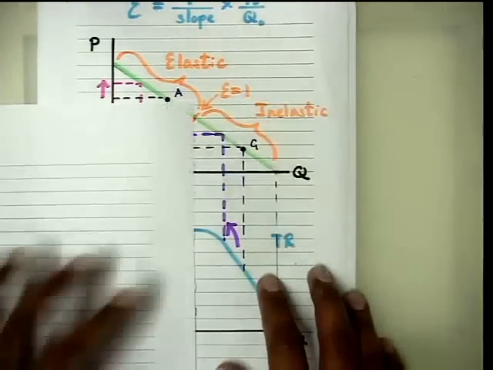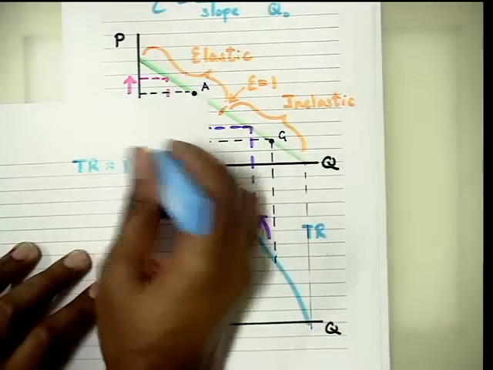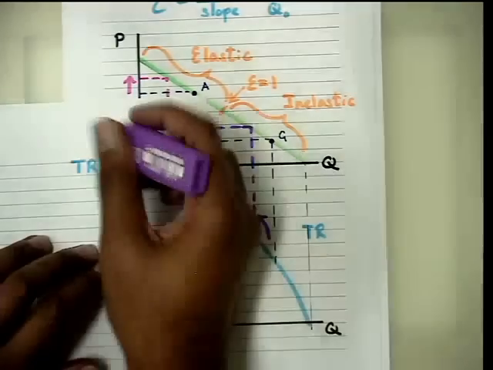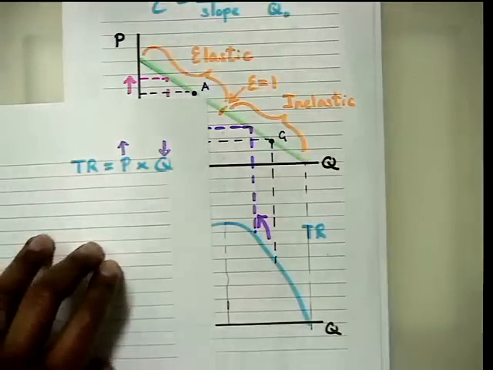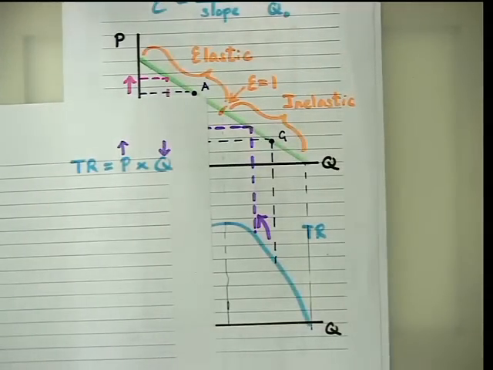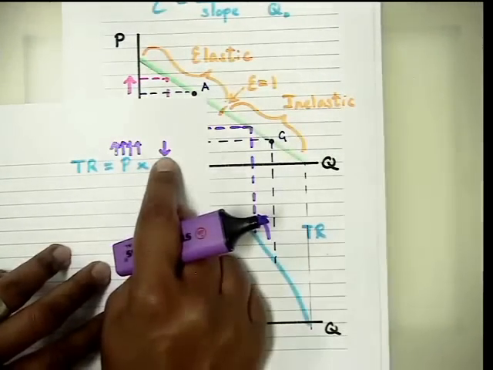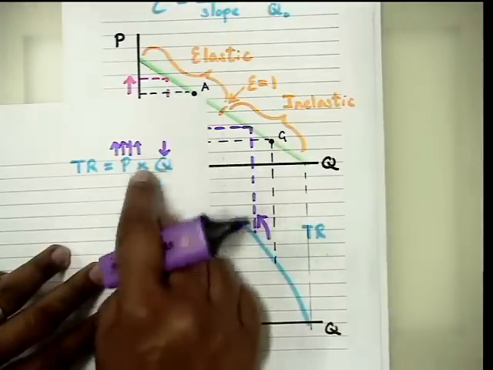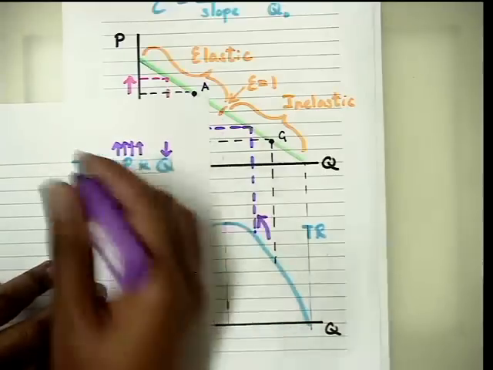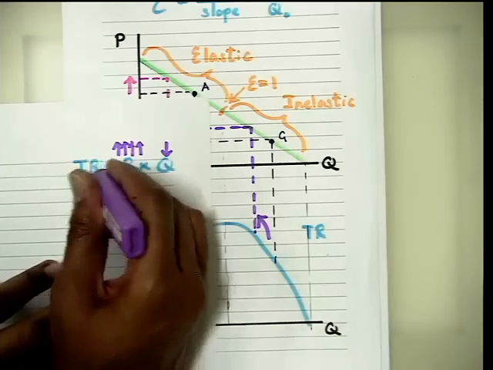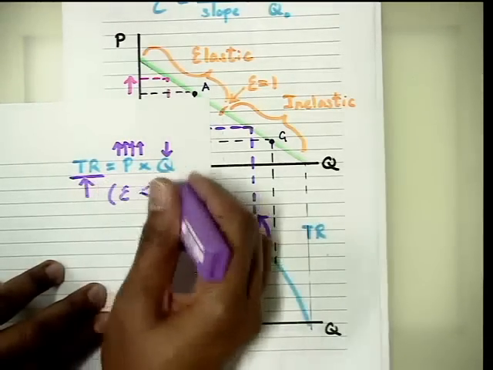On the inelastic side, same equation, total revenue is price times quantity. If I raise the price, the quantity will decrease, but inelastic means even if I have a very big change in price, I will only have a very small change in quantity percentage-wise. That's what inelastic means, yes? Big percentage change in price, small percentage change in quantity, so much so that my total revenue actually goes up. This is when demand is inelastic.